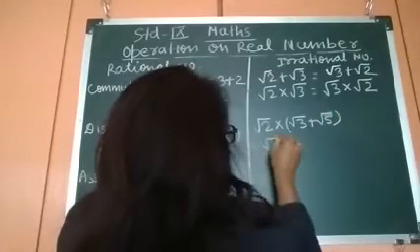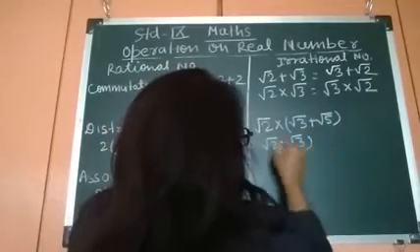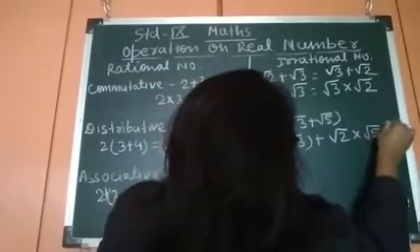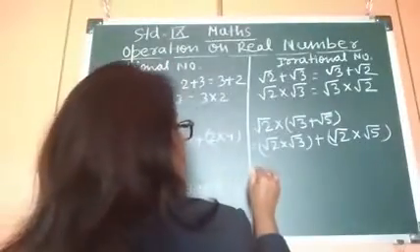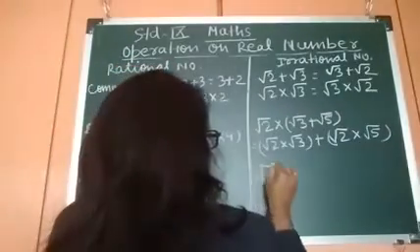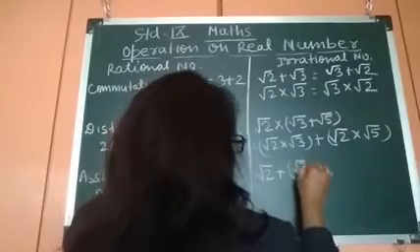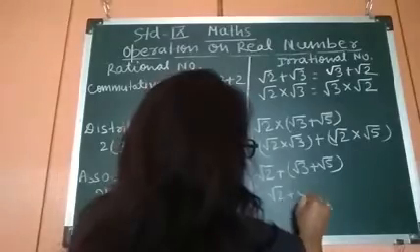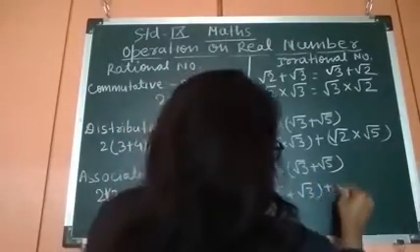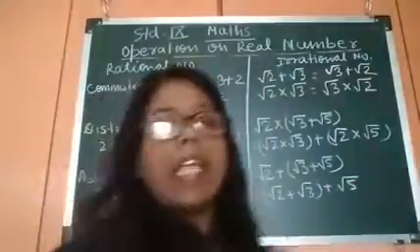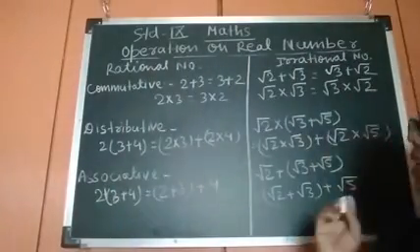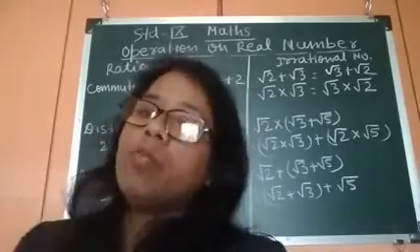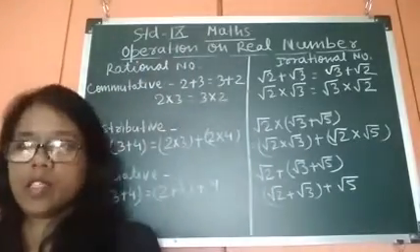We can write root 2 into root 3 plus root 2 into root 5. Fine. And next one, root 2 plus (root 3 plus root 5) is equal to (root 2 plus root 3) plus root 5. So you can say that rational numbers as well as irrational numbers, all numbers satisfy the commutative law, distributive law and associative law.